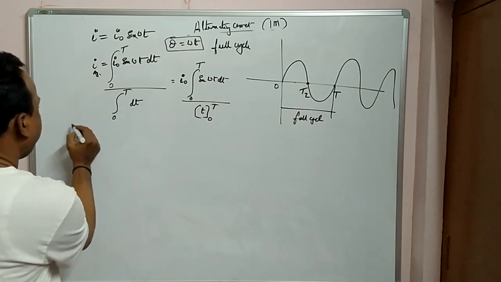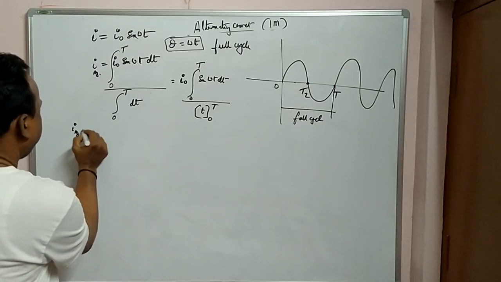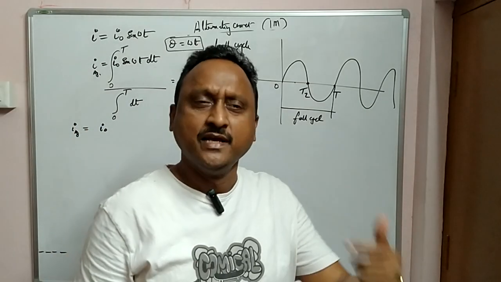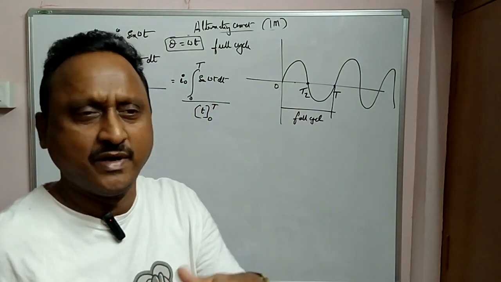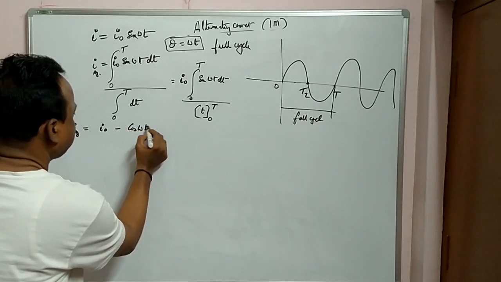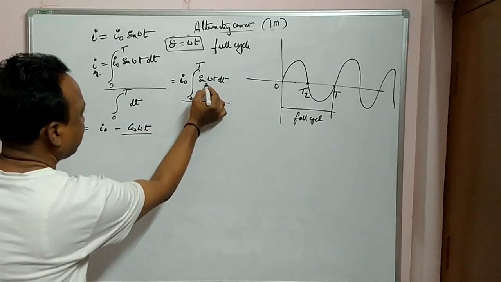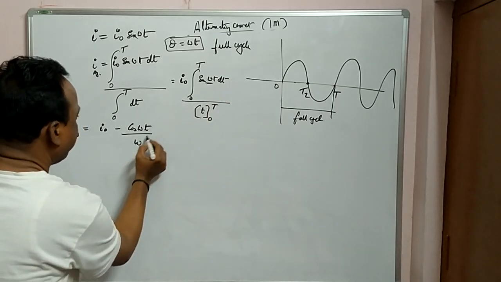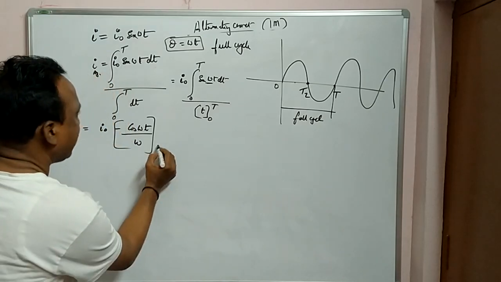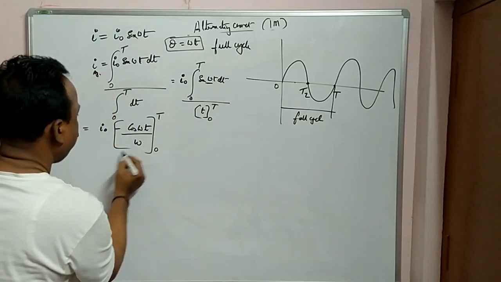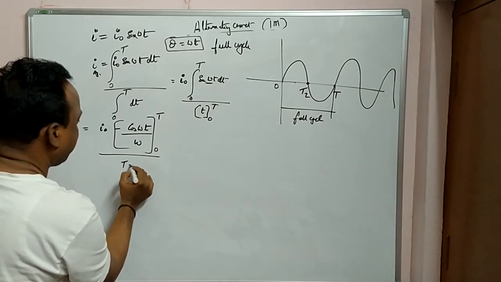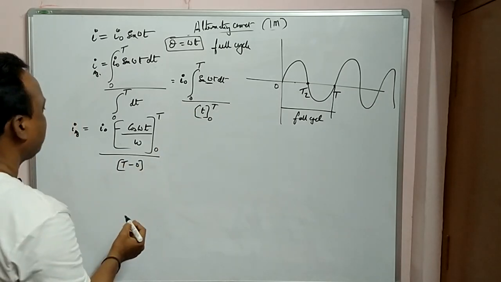So here if you integrate it, I average is equal to I naught outside. What is the integral of sin? The derivative of sin x is cos x, but the integration is minus cos x. Integration is minus cos theta, this angle, by omega. This is how you have to do integration. The limits are 0 to capital T, whole divided by T, which we have already kept. Upper limit minus lower limit, okay.